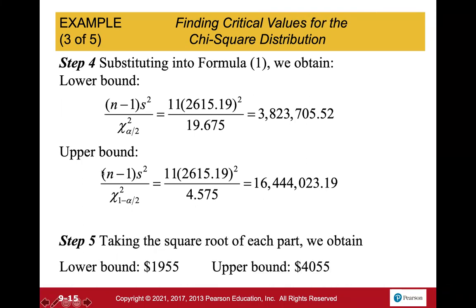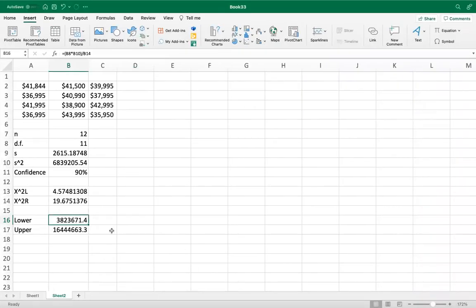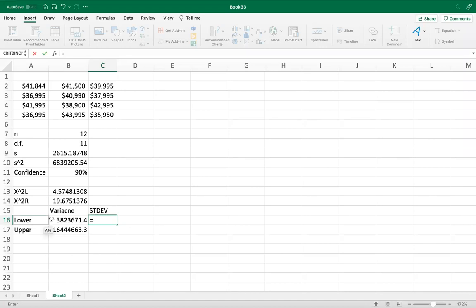So the lower bound for the variance is this right here. And now to find the lower bound and the upper bound for the standard deviation, we would just have to take the square root of it. So again, this is for variance. And this is for a standard deviation. So this is equal to square root of this value here. And same thing here, square root of this value here. And there we go, that's what we have.